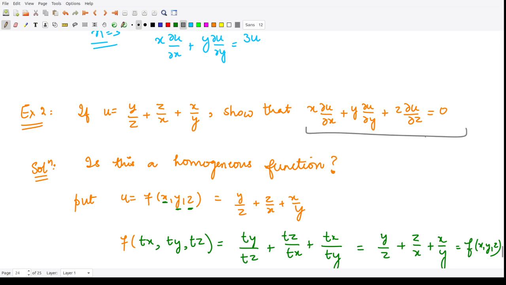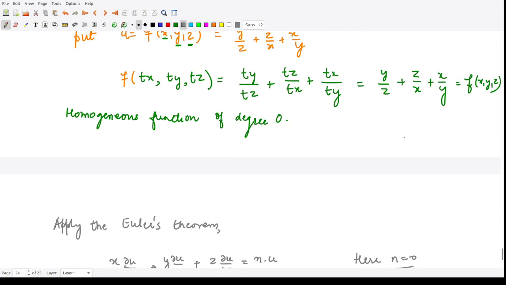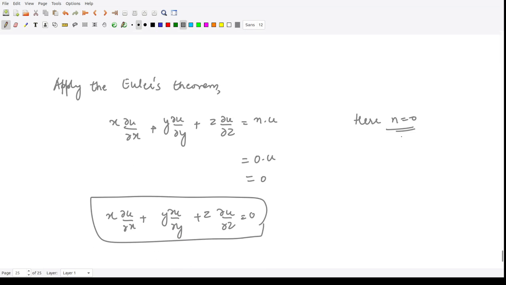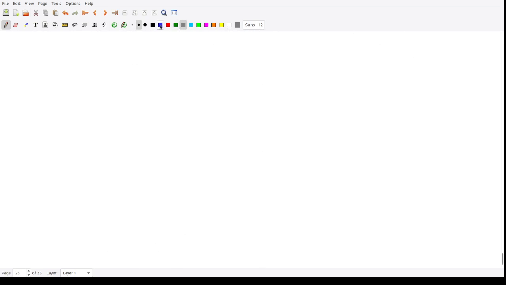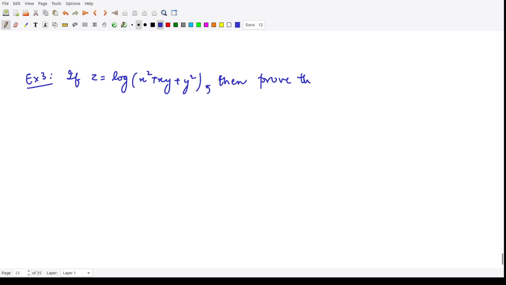So these are pretty simple questions. Let us have a look at one more question. So question number 3. It says that if z is equal to log of x square plus xy plus y square, then we have to prove that x into del z upon del x plus y into del z upon del y is equal to 2. So let us see the solution of this one.